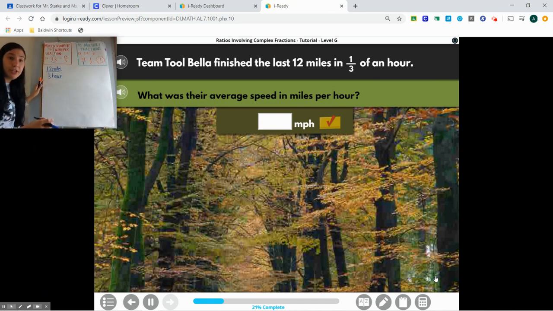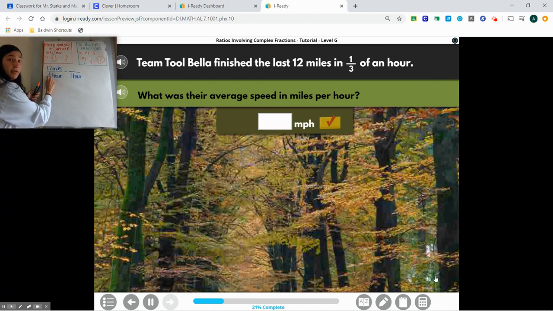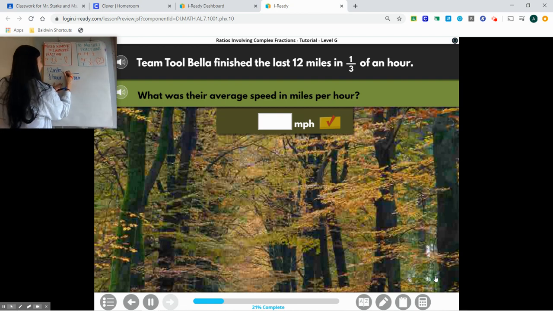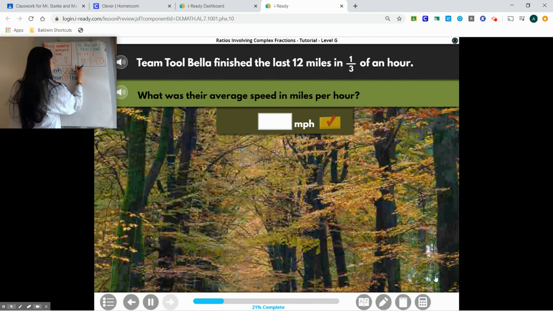So if we're doing our ratio table, we want to get a 1 here in our denominator. What would we have to multiply by in order to get a 1 in our denominator? The reciprocal. So we would have to multiply this by 3 over 1. Now these two will cancel out, and we have to multiply the numerator by 3 over 1, because what we do to the bottom, we have to do to the top. 12 times 3 will give us 36 miles. So for this one, we're going 36 miles per hour.